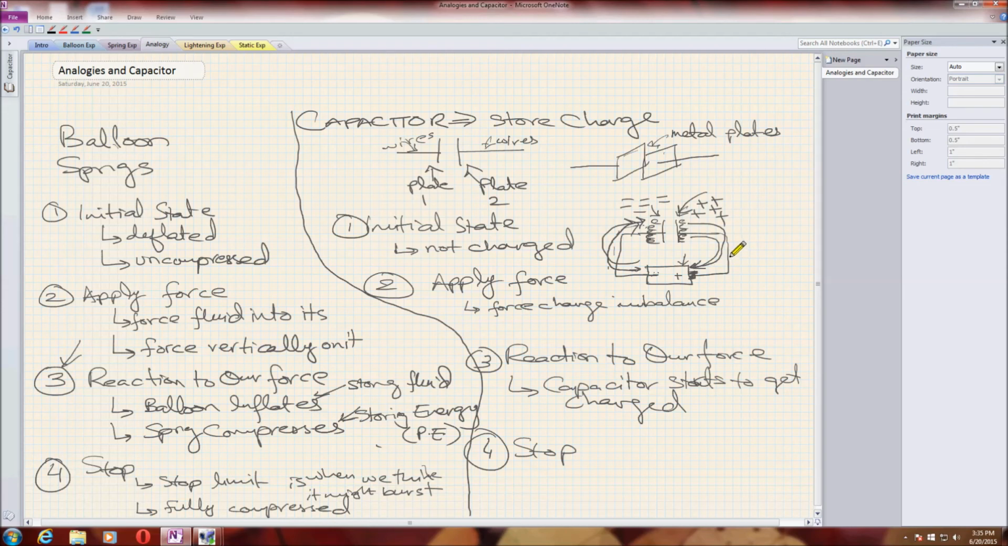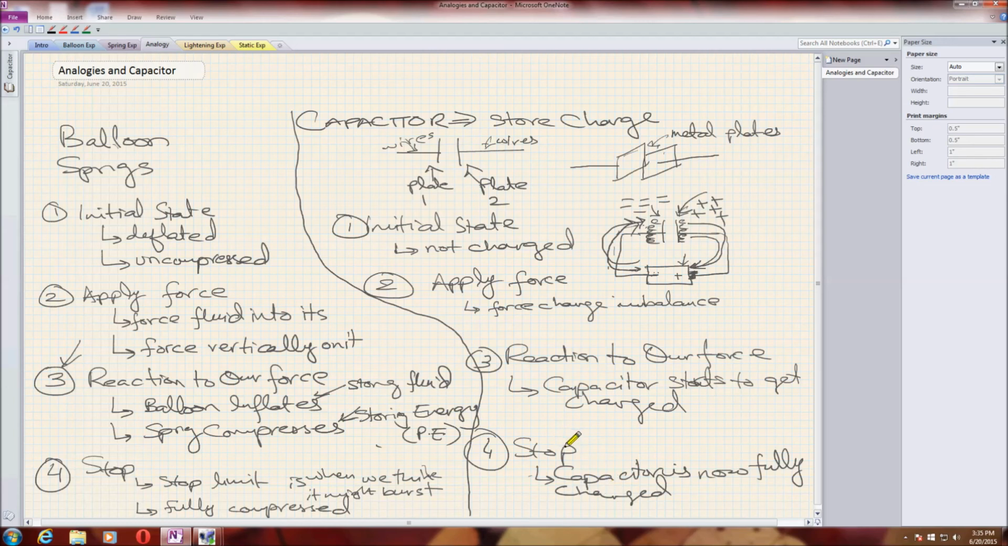Or we can also say that the capacitor is now fully charged. So what happens next? We have two options. We can remove the battery, and an ideal capacitor will stay charged forever.